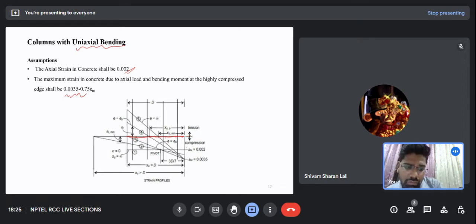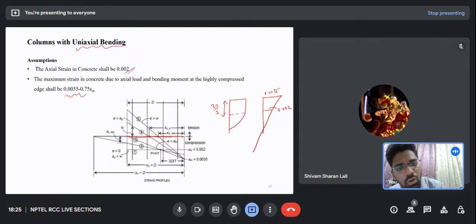So just try to understand this. You all know when we studied the stress diagram in beams, it looked something like this, and the strain corresponding to this stress diagram was something like this. So for the maximum stress, the strain we had in concrete was 0.0035, and at the point of 3d by 7, my strain was 0.002.